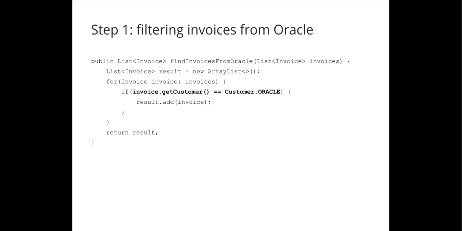Well, Richard, that's a pretty straightforward task. We're going to declare a method here that's going to take a list of invoices. And we'll iterate through each invoice one by one, check that the customer is Oracle. If it is, we'll add that invoice to an accumulator. We do that until we've iterated through the whole list of invoices, and we can then return the result.